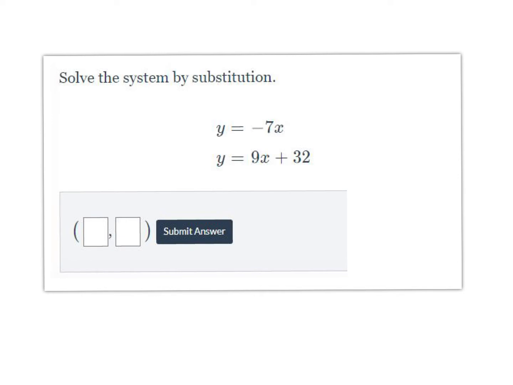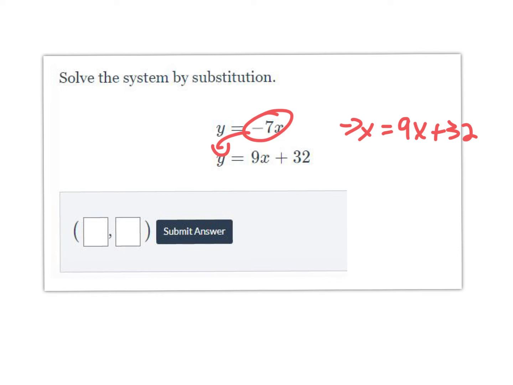Now, since they both are solved for y, what we're going to simply do is place them equal to each other. So we'll take this negative 7x, which according to this first equation is equal to y, and we're going to replace y with that. So when we do that, we end up with an equation that says negative 7x equals 9x plus 32. All I did was take the negative 7x and replace the y down here.